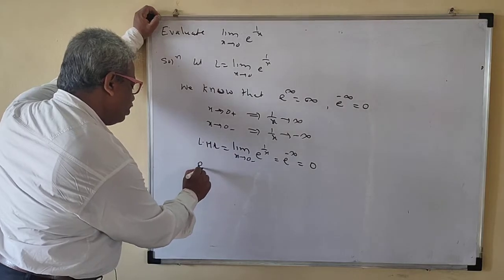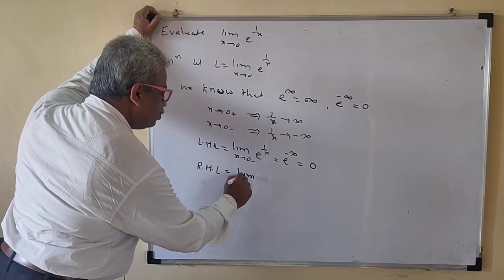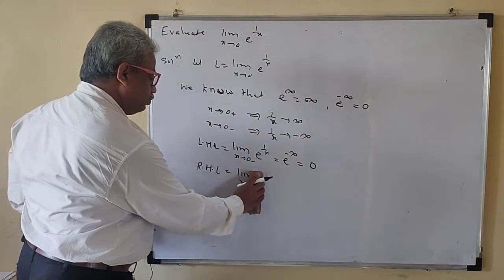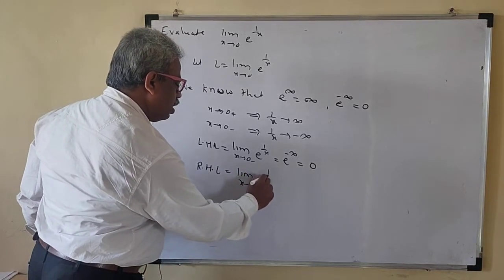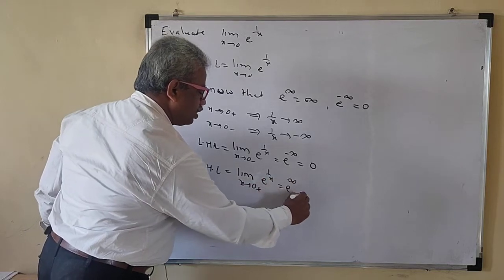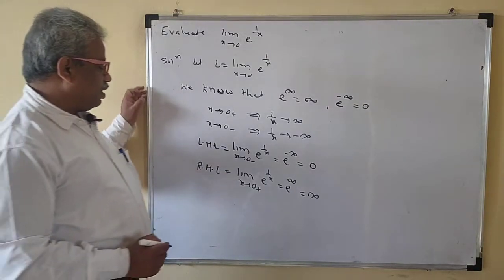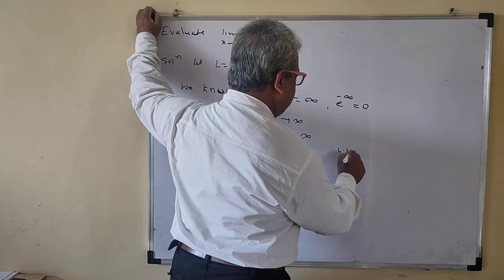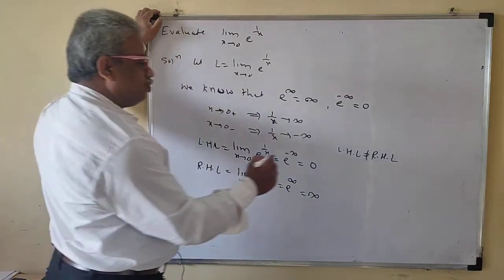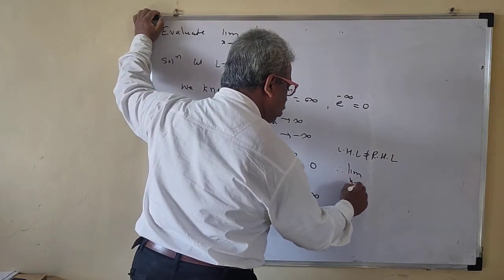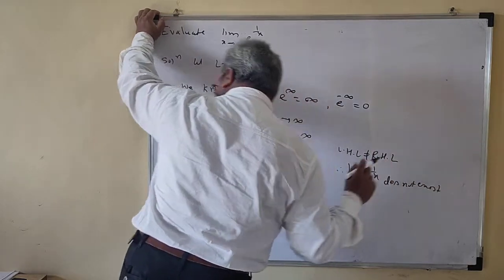Okay. So the right hand limit is the limit as x tends to 0 plus of e raised to 1 upon x. So this is e raised to plus infinity, so this is infinity. So that means your left hand limit exists and right hand limit does not exist. So left hand limit is not equal to right hand limit. Therefore, limit x tends to 0 of e raised to 1 upon x does not exist. Okay.